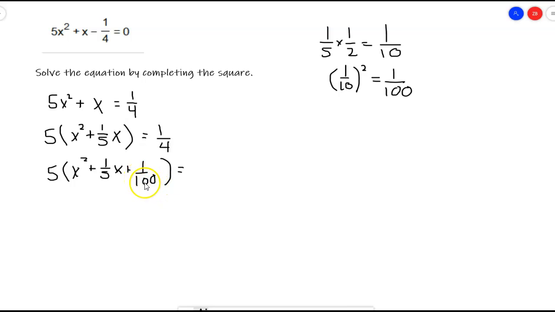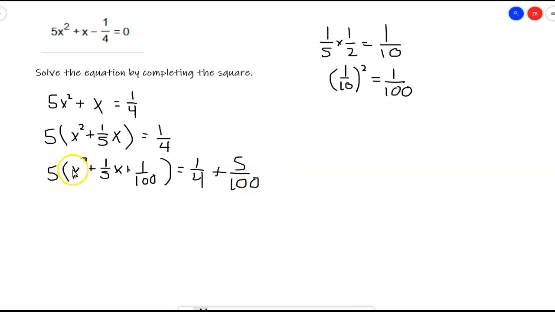So what I added was 5/100. So I'm going to go ahead and use that. Is equal to 1/4, and since I added 5/100 to this side, I'm going to add 5/100 to this side, or I could have written that as 1/20.